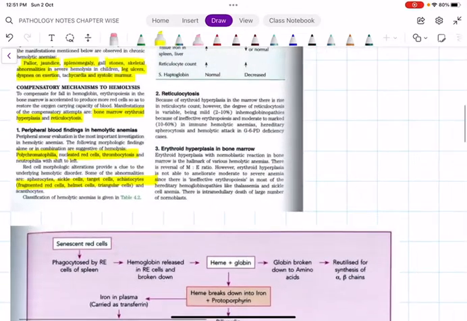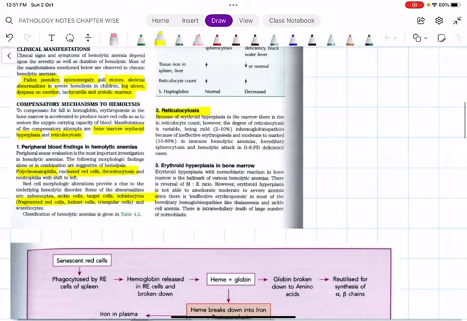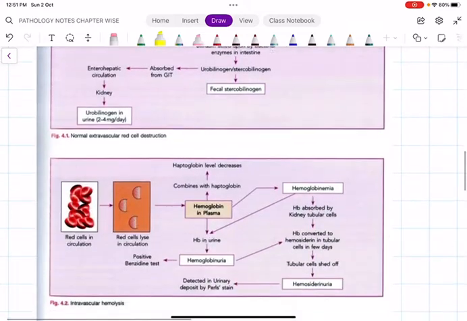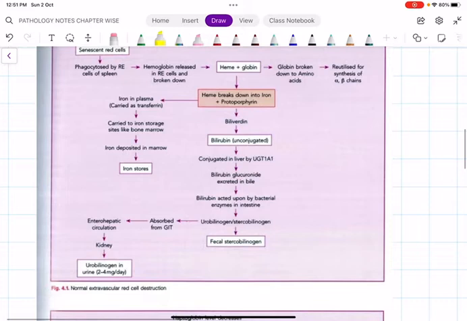Then reticulocytosis I have already told you, and erythroid hyperplasia; there will be a reversal of the myeloid erythroid ratio. Now let us see the extravascular and intravascular hemolysis pathway.